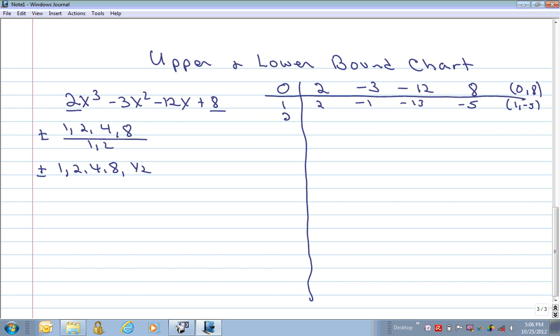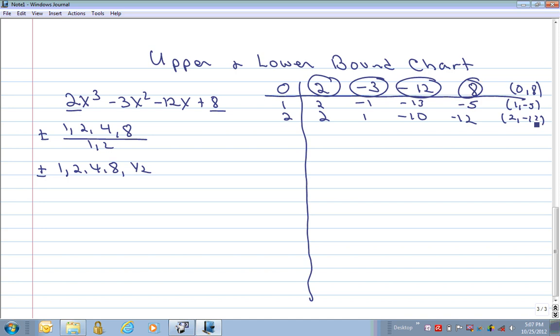Let's try 2. Remember we're using these values to synthetically divide. So bring down the 2. 2 times 2 is 4. 4 and negative 3 is positive 1. 1 times 2 is 2. 2 and negative 12 is negative 10. 2 times negative 10 is negative 20. Negative 20 and 8 is negative 12. Okay, again, that did not give us anything, and that is at 2, negative 12. Notice something in just a minute.